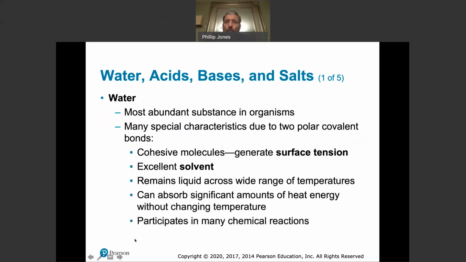All right. So water is the most abundant substance in organisms. It has many special characteristics due to its two polar covalent bonds. And we saw that specific bond angle of 105 degrees and how the oxygen was slightly negative, the hydrogen was slightly positive. It gives us some very, very unique characteristics. Its cohesive molecules generate surface tension, and you'll see a picture of those water bugs that can walk on water. If it's really calm, you'll see the water just slightly bend from surface tension. It's a little bit more advanced than that. This is actually the fourth property of water, but we won't get into that. It's out of the scope of this course.